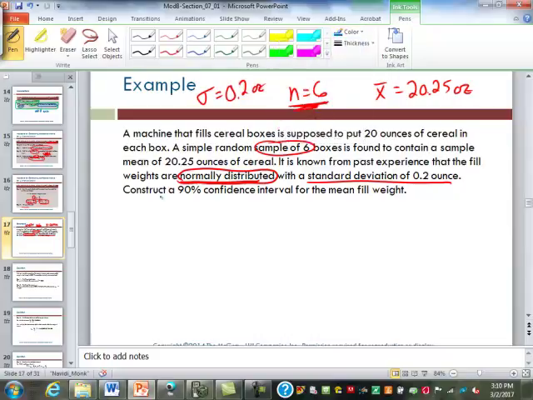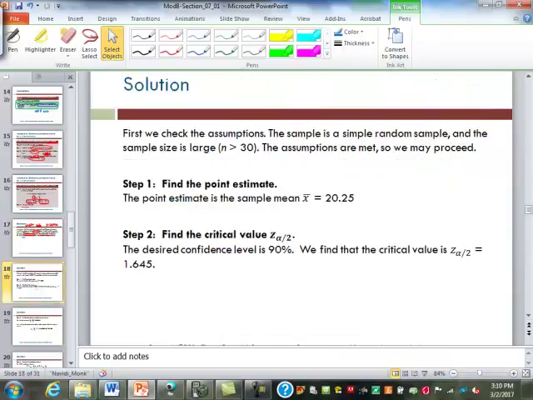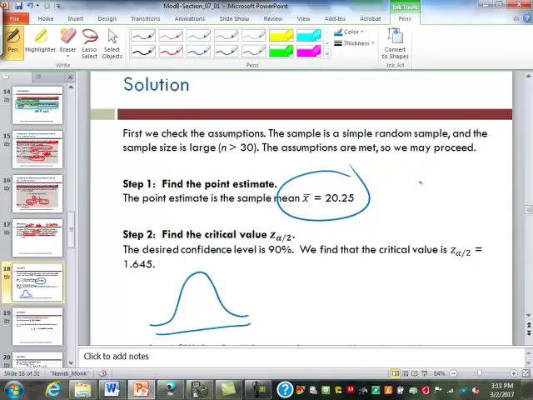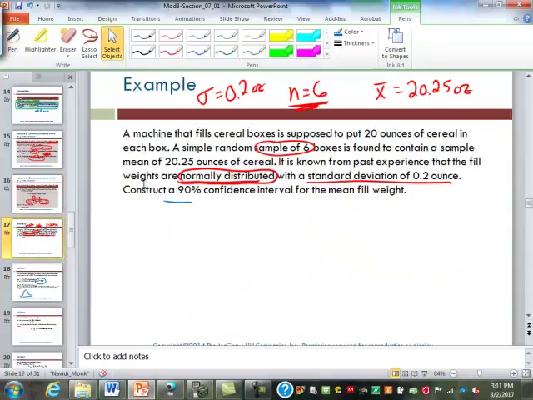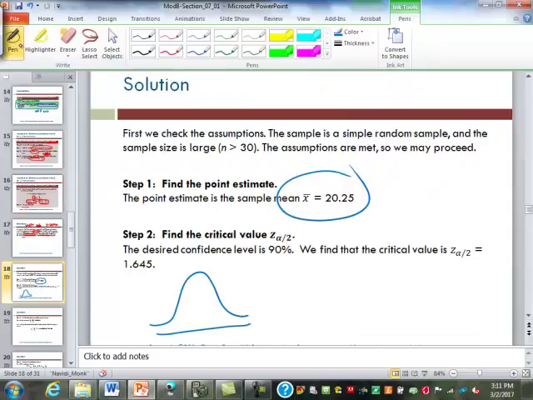So we're going to construct the 90% confidence interval. So the first step, we found our point estimate. That is the 20.25 from our sample mean. The second step is to find the critical value. This is a 90% interval, we said. So that means 90% is going to be inside this, which means there's 10% outside, split half and half to upper and lower. So that makes 5% here and 5% here. So this will be 0.05 is what that probability of that cutoff is.